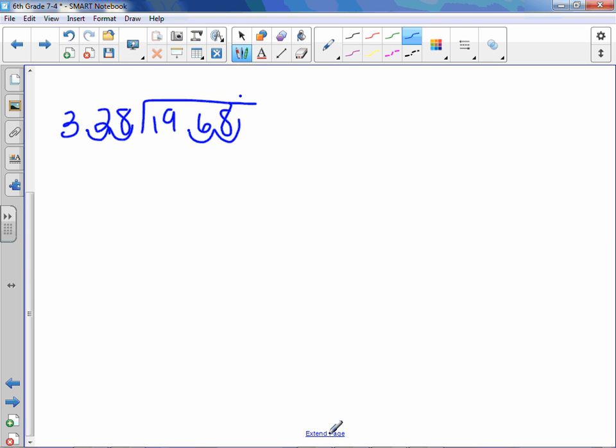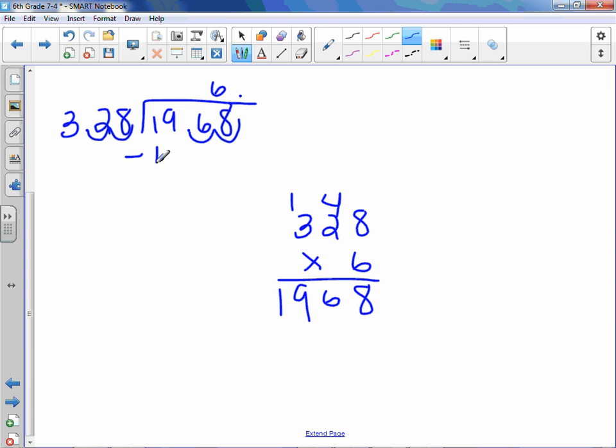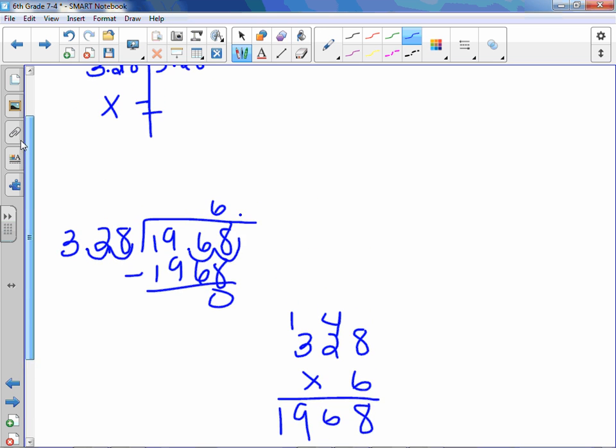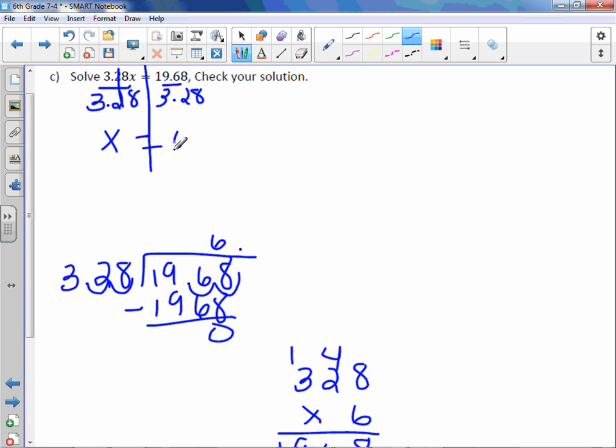Well, let's say that's 300. 3, 6, 9, 12. Let's try 6. Doing a little mental math here. Let's try 6 and see where that takes us. Oh, look. 6 was perfect, actually. It goes in nice and evenly. So we get an answer of 6.